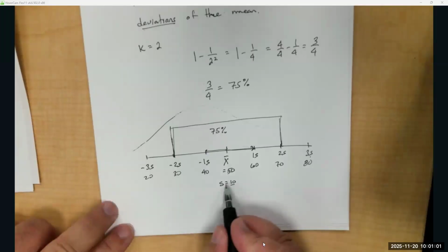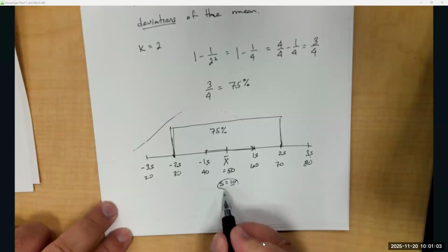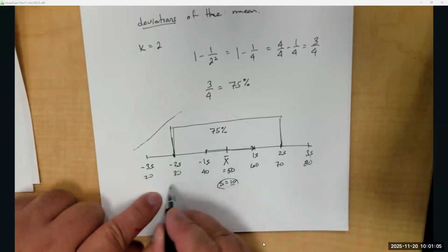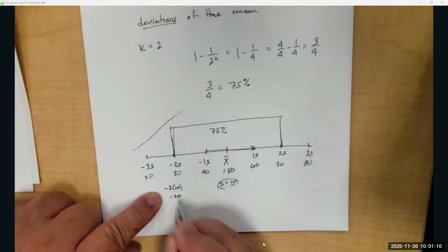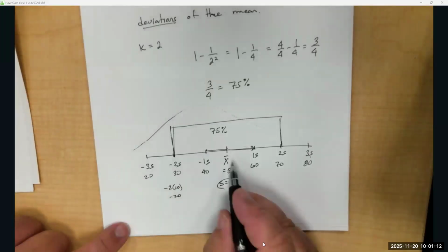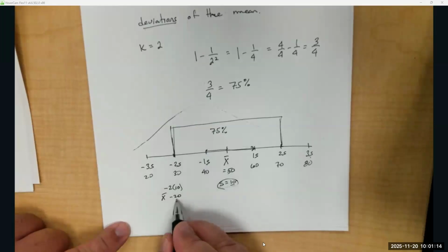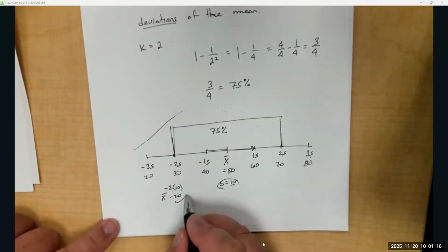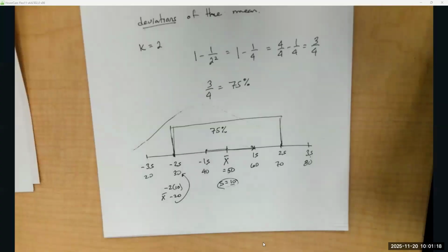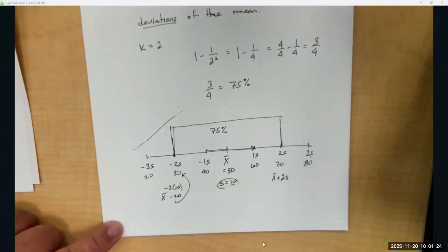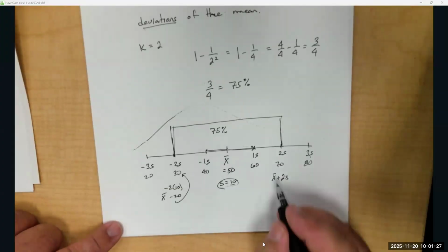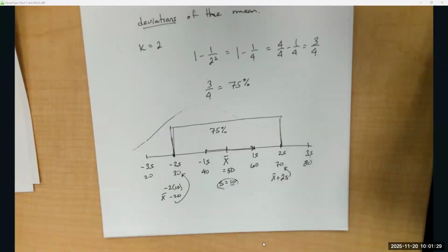Well, no, you take the standard deviation, whatever it is. Since it's -2, this is -2 times 10, which makes it -20. The mean minus that will give us this value here. This side, since it's positive, it's the mean plus 2 standard deviations. That'll give us this value.